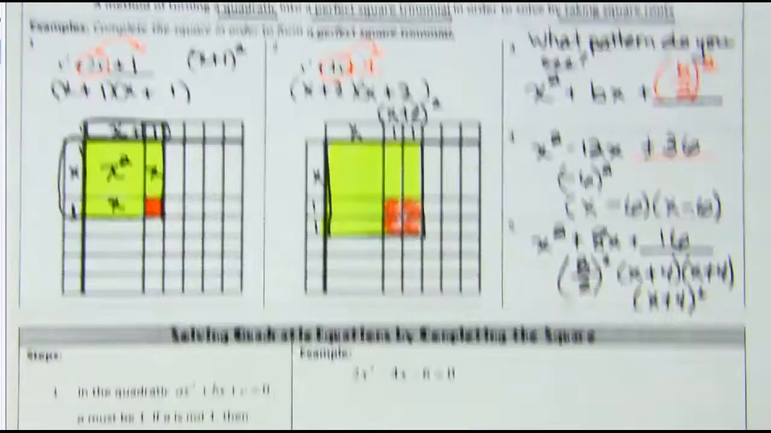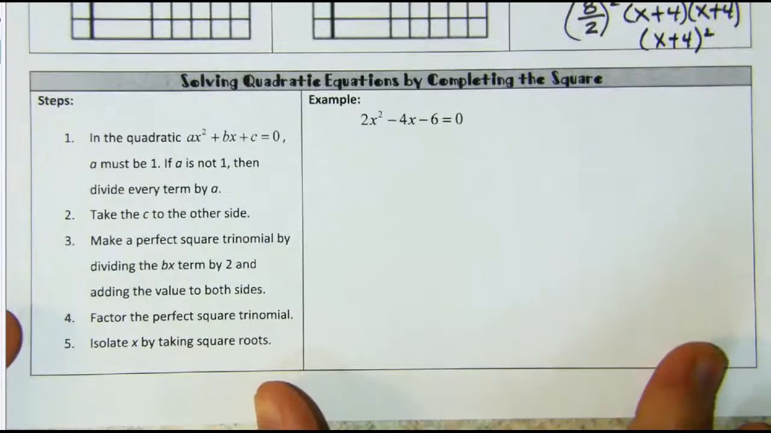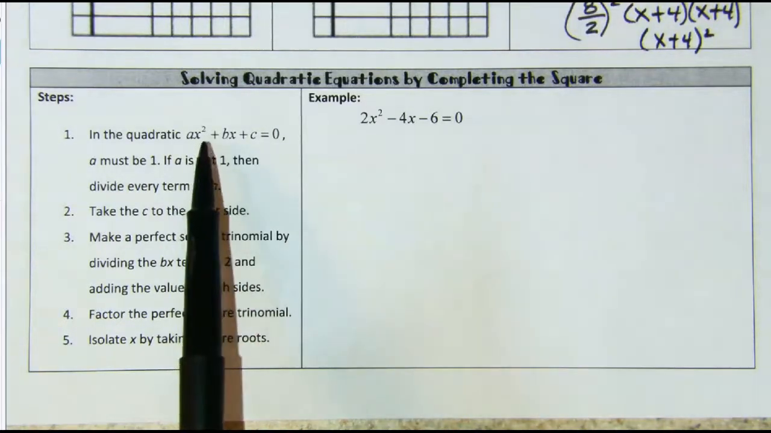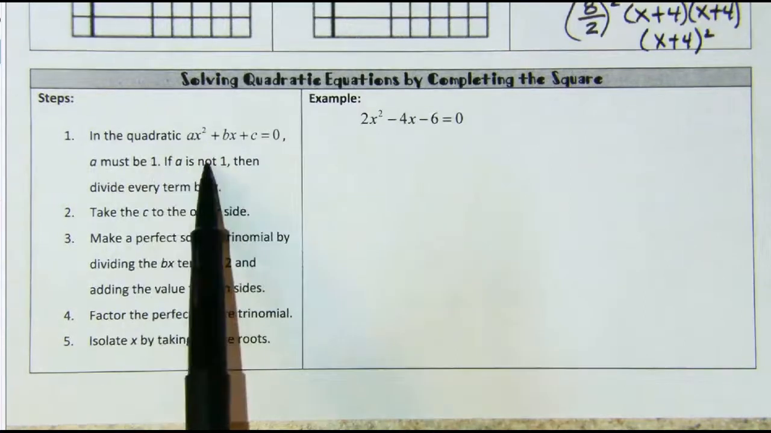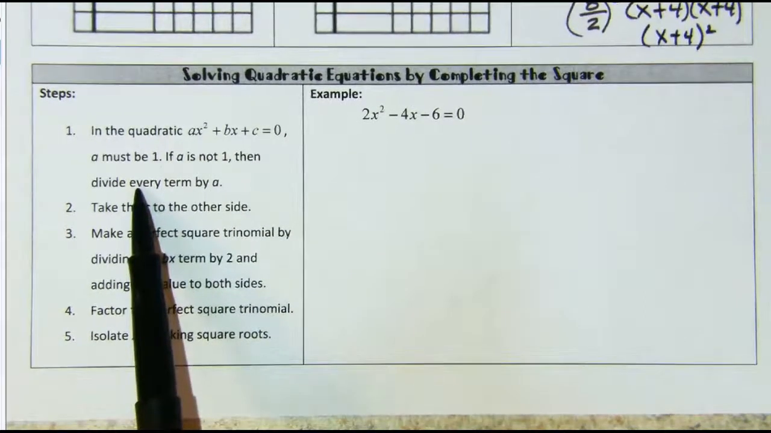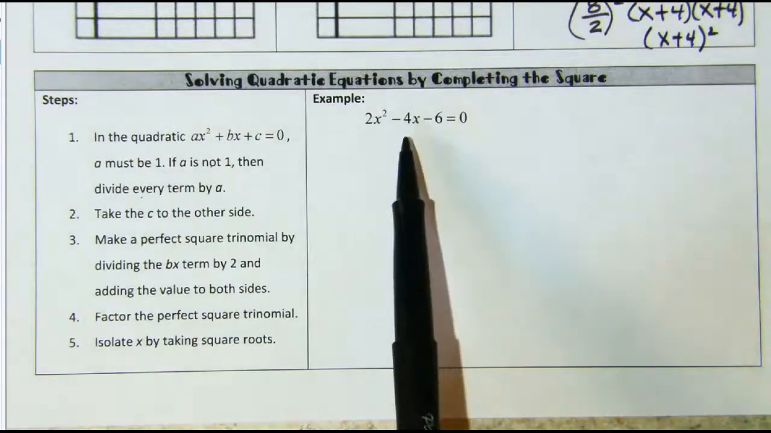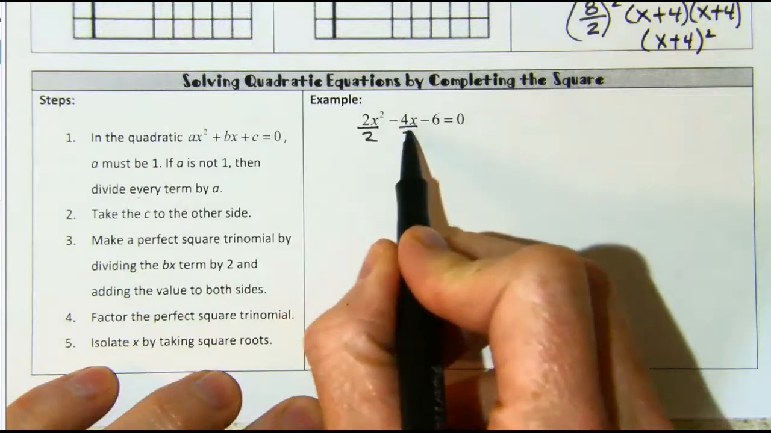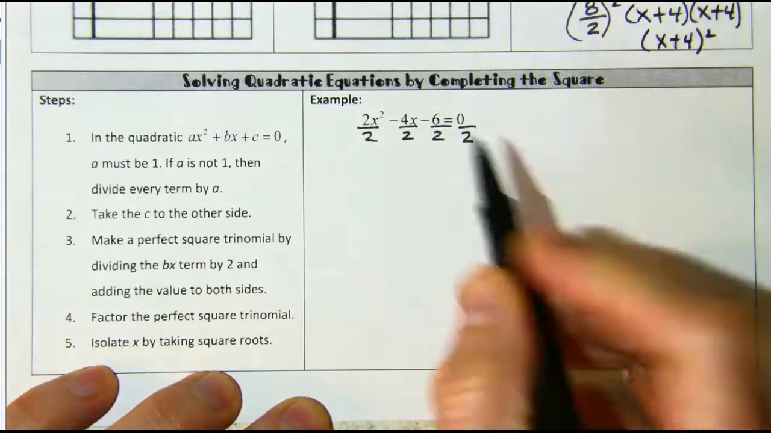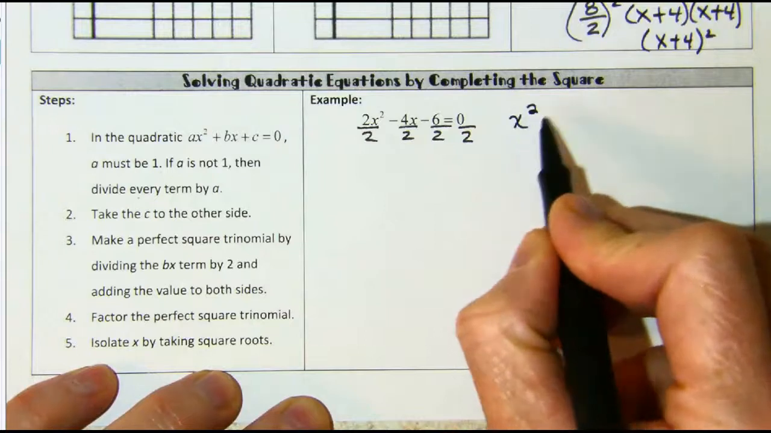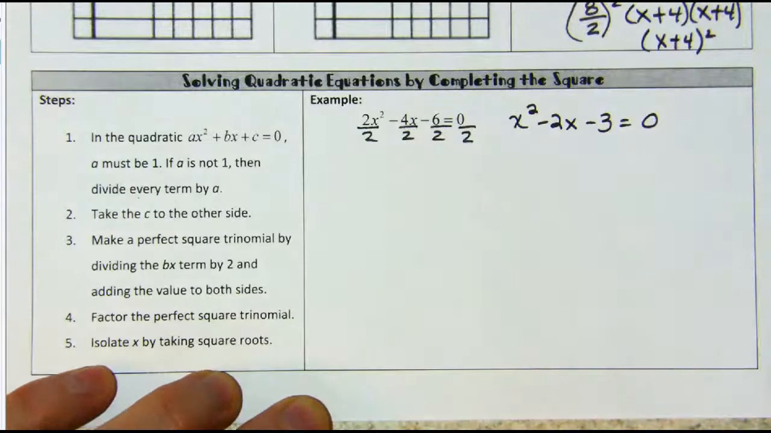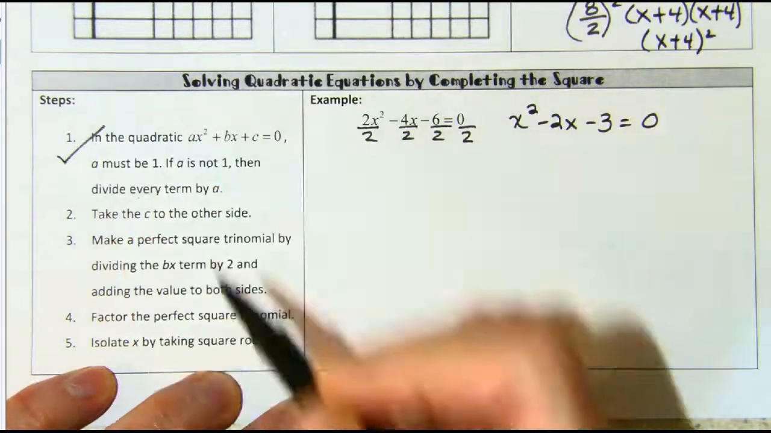Now, I hope that is a review of what we were needing to do by completing the square. So, the last part of the review will be solving quadratic equations by completing the square. There are 5 steps. In the quadratic, a must be 1. If a is not 1, then you divide everything by a. So here is our example. A is not 1. So the first step, we are going to divide everything in the equation by 2. That is going to give us x squared minus 2x minus 3 equals 0. Now, step 1 is complete.